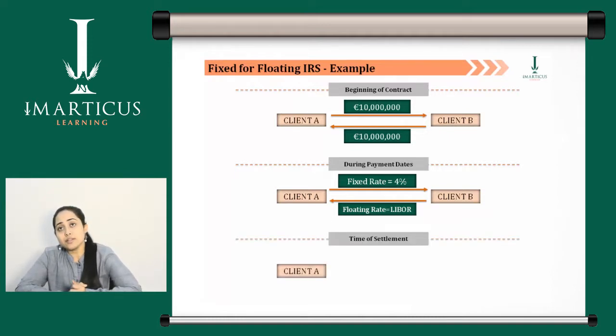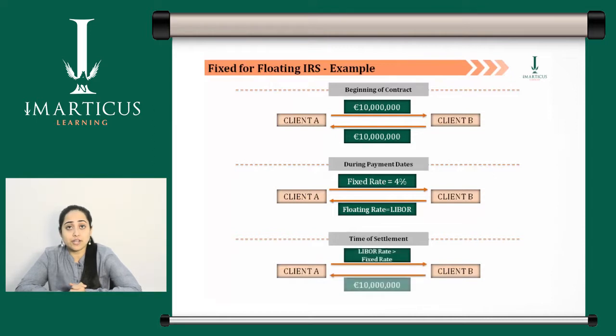At the time of settlement, if the Libor rate is more than the fixed rate of 4%, the net balance will be paid by client B to client A and vice versa.